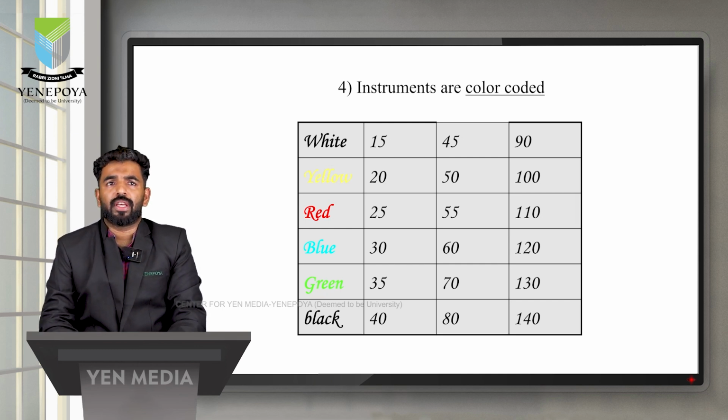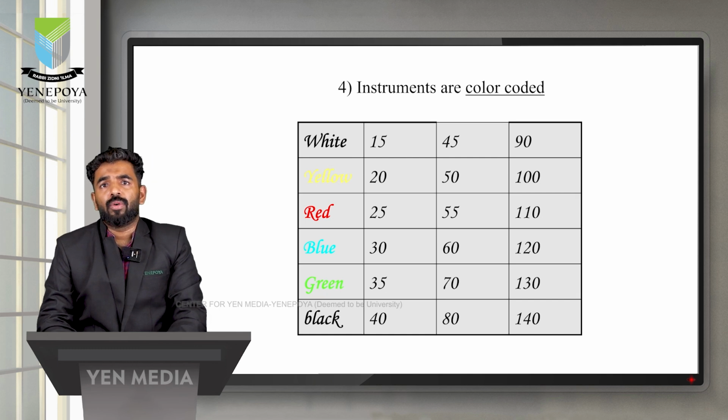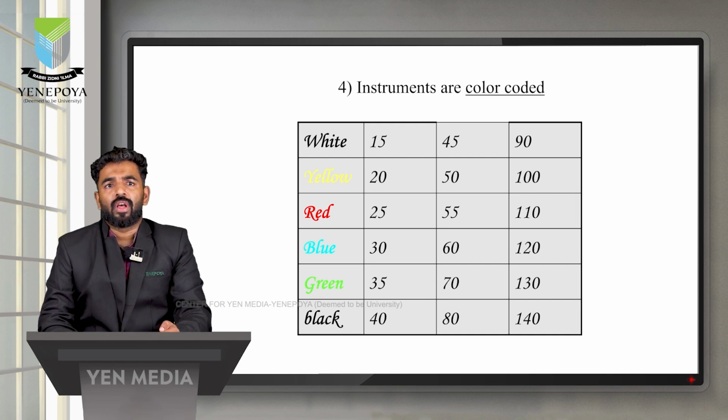Then 45 again is white, 50 yellow, 55 red, 60 blue, 70 green, 80 black, 90 again white, 100 yellow, 110 red, 120 blue, 130 green, 140 black. So again there is a sequence from white to black. After 40, the order repeats like white, yellow, red, blue, green and black.